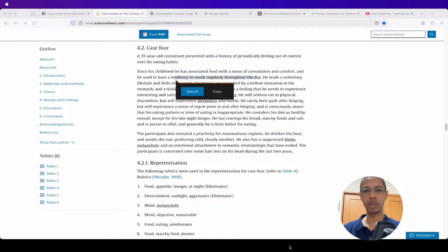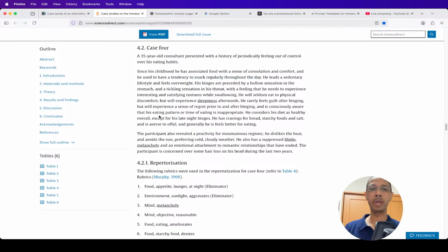Let me make sure you guys are seeing what I'm seeing. Okay, got it. He leads a sedentary lifestyle, feels overweight. He binges. His binges are preceded by a hollow sensation in the stomach and tickling sensation in the throat, with a feeling that needs to experience interesting and satisfying textures while swallowing. So we've got all sorts of different points here that the AI is going to look at.